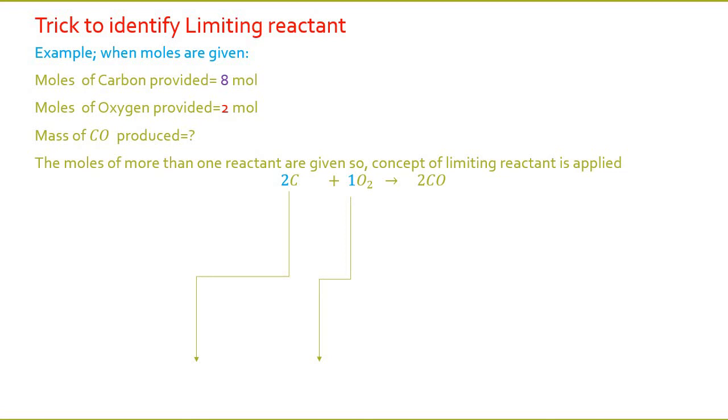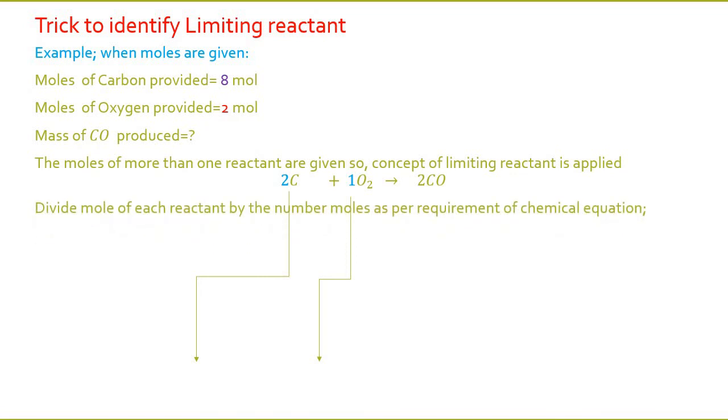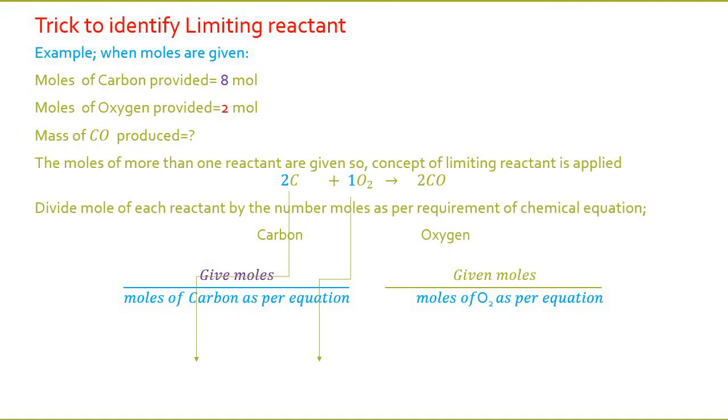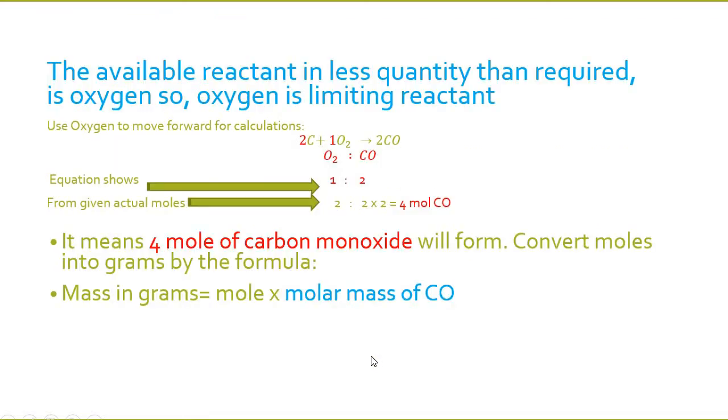Write the equation. The equation shows that 2 mole of carbon need 1 mole of oxygen. Divide the mole of each reactant given by the examiner by the number of moles as per requirement of the chemical equation. For carbon, 8 moles given by the examiner divided by 2, and 2 mole of oxygen divided by 1. Answer 4 and 2. The answer of oxygen is less, so it is limiting reactant.